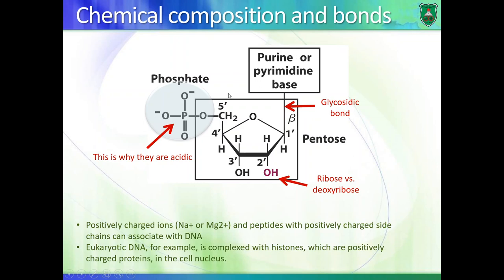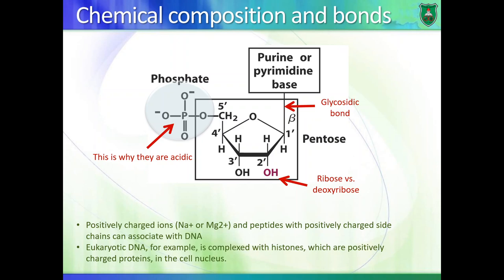Now let's talk about the bases. There are two types of bases, known as purines and pyrimidines, and they are attached to carbon number one via a bond known as a glycosidic bond. Now, as I said, if you have a DNA or RNA molecule with a lot of negative charges, that would create repulsion, and it makes the molecule a bit unstable because of the repulsion between the negative charges. If we add positively charged ions like magnesium or sodium ions, these would bind to the negative charges of the phosphate, masking them and stabilizing the molecules themselves.